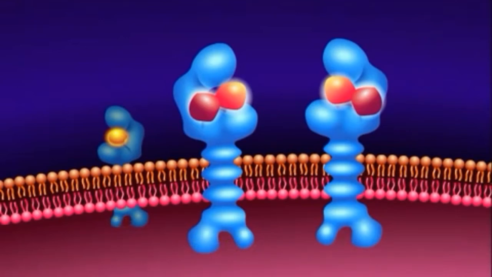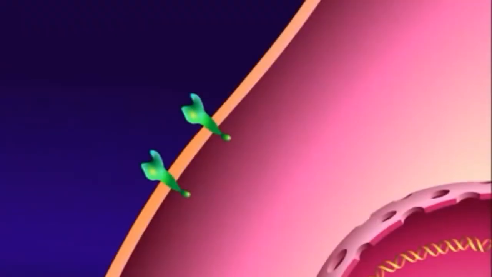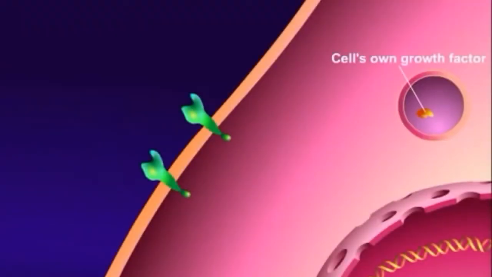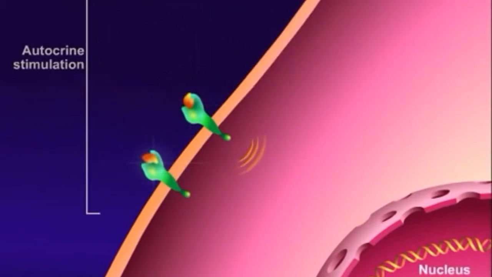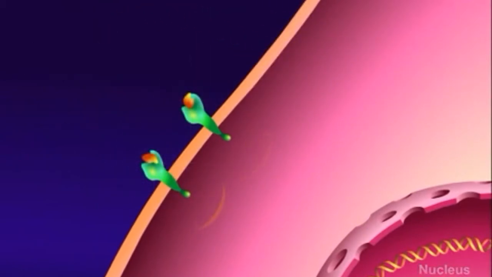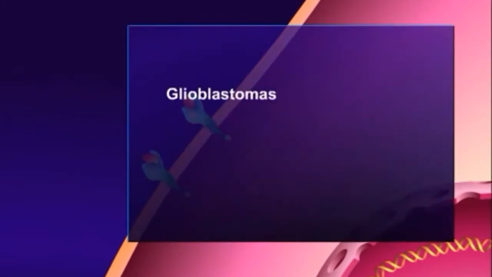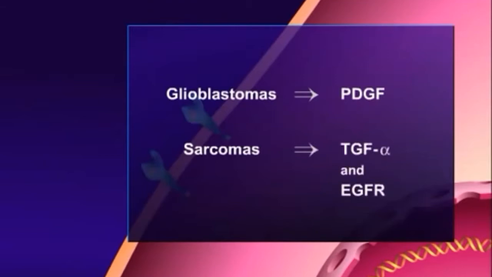Malignant cells generate many of their own growth signals, which allows them to divide with reduced external growth stimulation. Some cells are able to produce their own growth factors and stimulate their own growth. This is called autocrine stimulation. For example, glioblastomas express platelet-derived growth factor, or PDGF. Sarcomas express tumor growth factor alpha, or TGF-alpha, as well as epidermal growth factor receptor, or EGFR.